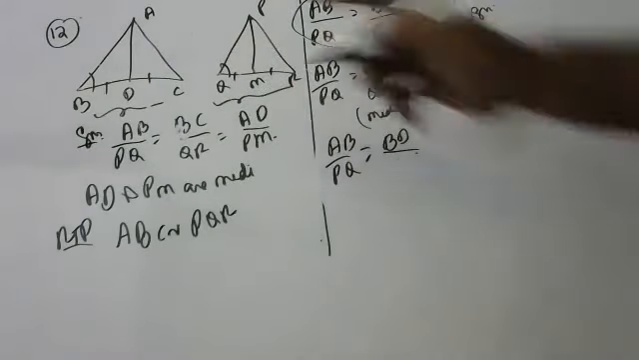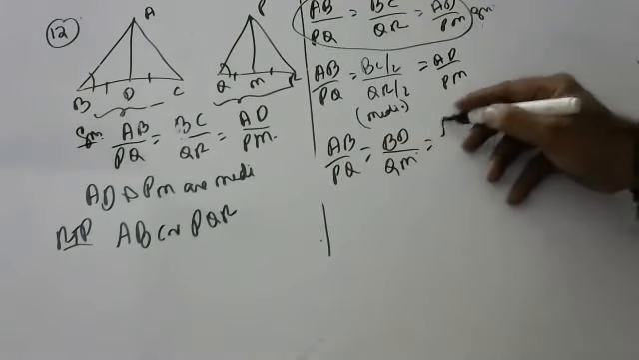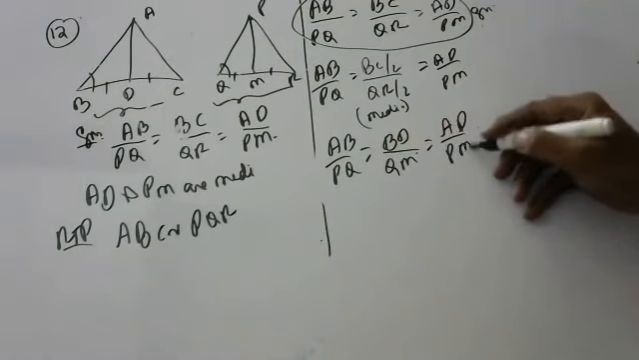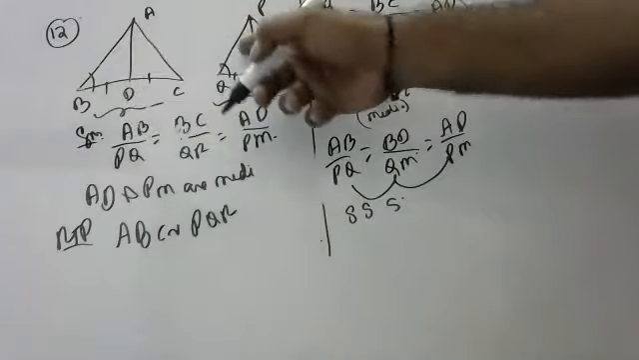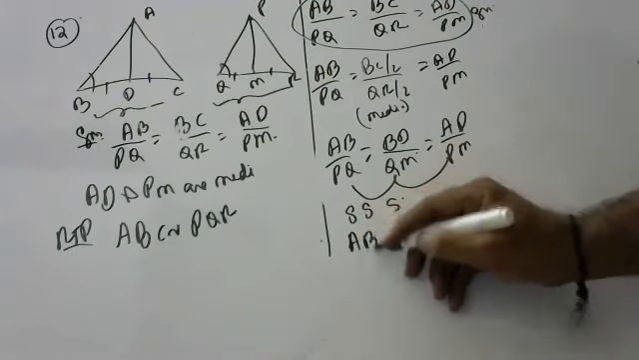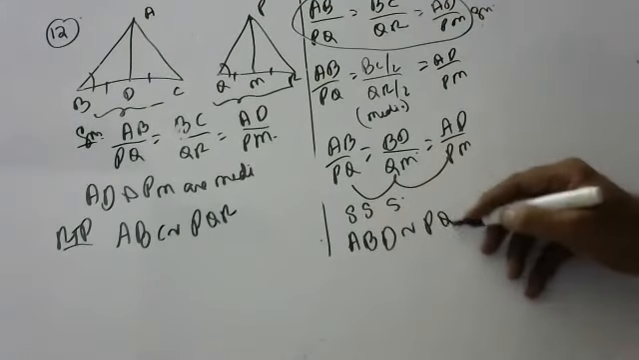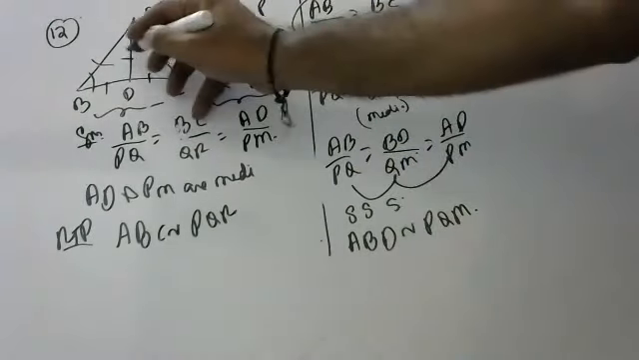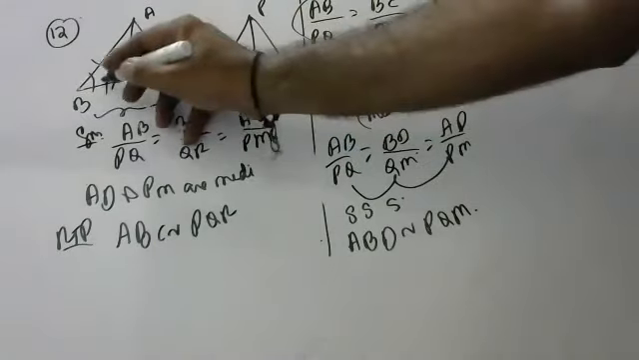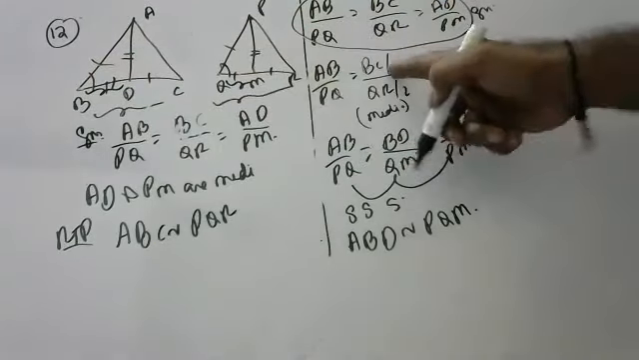What is QR by 2? QM, QM. And AD by PM, as I'm writing. So by SS, this small triangle is similar to this small triangle. ABD is similar to BQM. Children, they only gave this. This small one and this small one we did by 2 by 10 before.